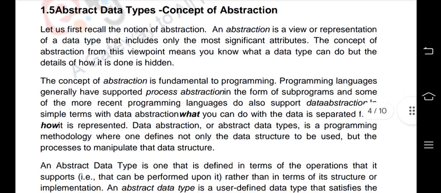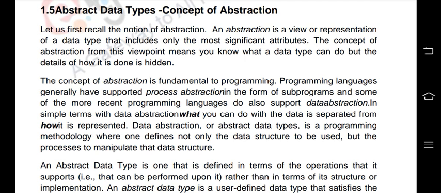Abstract data types: the concept of abstraction. Let us first recall the notion of abstraction. An abstraction is a view or representation of a data type that includes only the most significant attributes. The concept of abstraction from this viewpoint means you know what a data type can do, but the details of how it is done are hidden. The concept of abstraction is fundamental to programming. Programming languages generally have supported process abstraction in the form of subprograms, and some of the more recent programming languages do also support data abstraction. In simple terms, in data abstraction, what you can do with the data is separated from how it is represented.